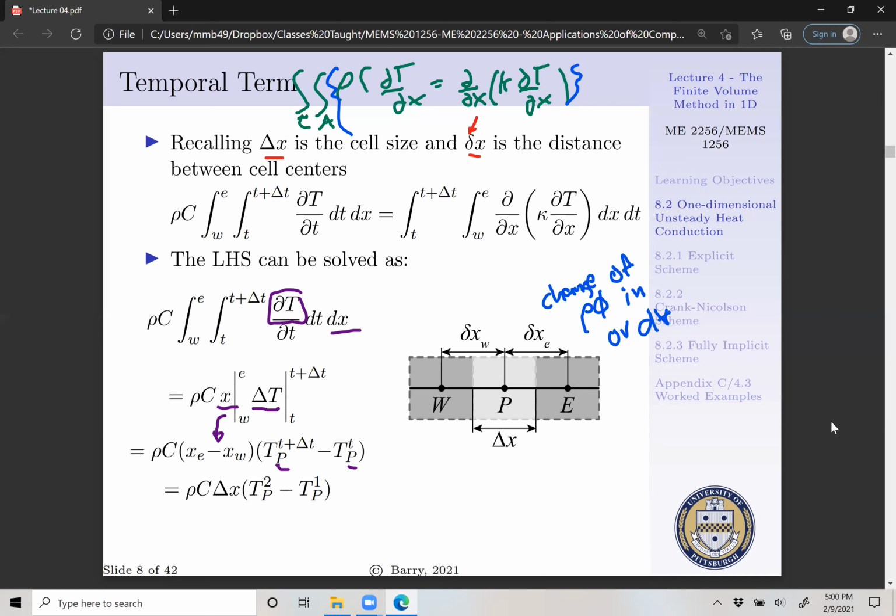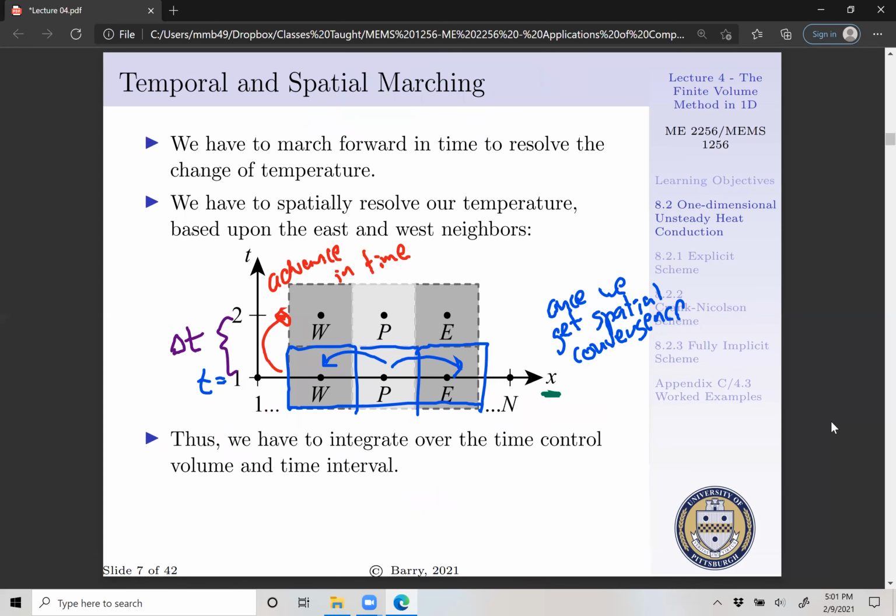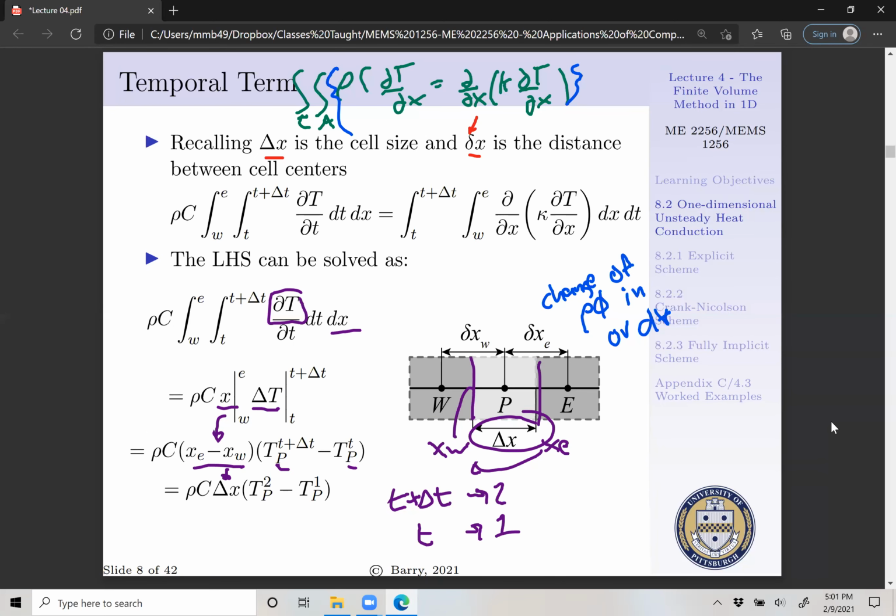Now, what we recognize is x evaluated at our west face and x evaluated at our east face, and the difference of these two gives us the value of our cell width, delta x. And what we're going to do is call t plus delta t our second time step, and t our first time step. This is aligned with the picture we drew. Our first time step was when t was equal to 1. Our second time step when we moved a delta t into the future would be 2. So we'll just adopt that convention.